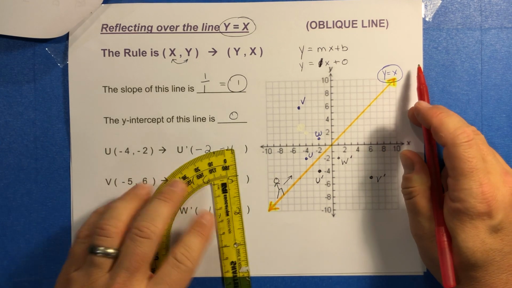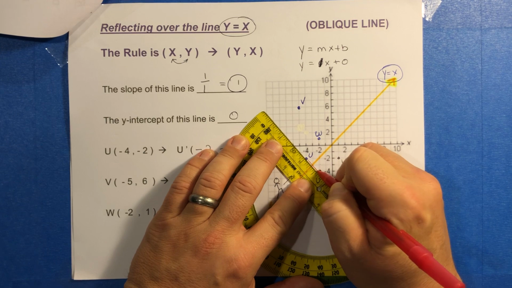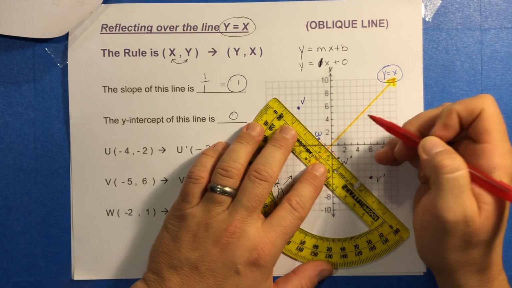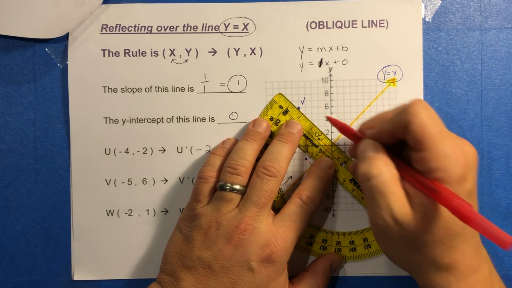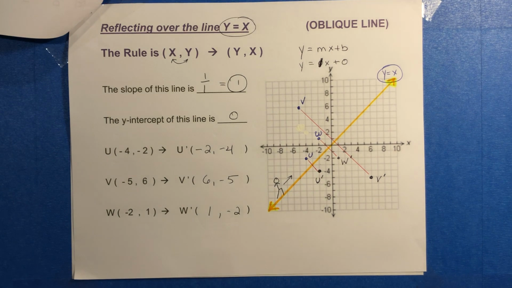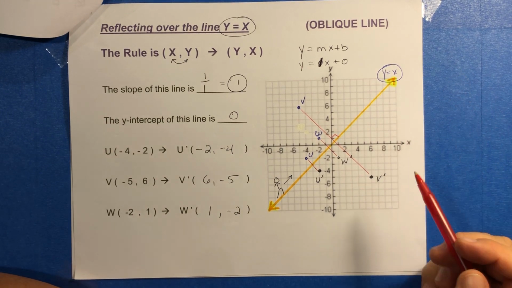Up 1, right 1. So I'm just going to pick, well, actually I'll do it for all of them, right? I'm going to take my red pen here. I'm going to connect these coordinates from pre-image to image, okay? And if you notice, all 3 of those red lines that I just connected meet the line at 90 degrees, right?